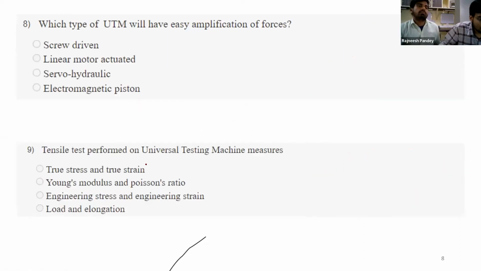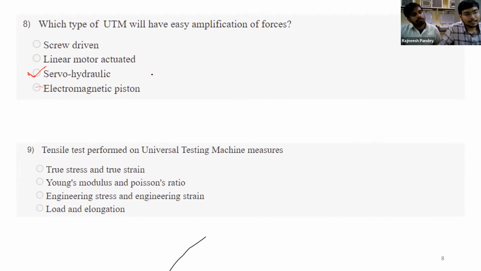Let us move to the next question. Here it is a theoretical question where it has been asked which type of UTM will have easy amplification of forces. It was clearly discussed in the lectures. The answer is straight away servo hydraulic. Why is it so? Because in screw driven, linear motor actuated or electromagnetic pistons, there will be some sort of transformation of energy, or there will be some work on the components itself.